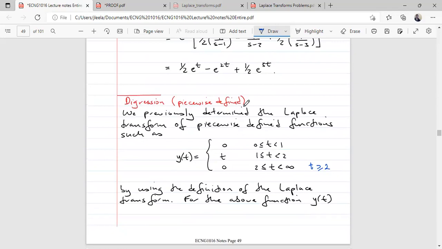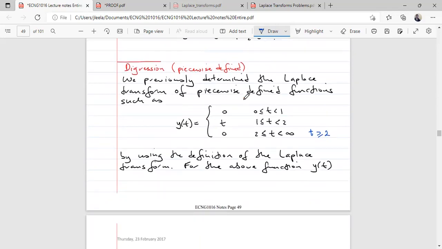Right? So we're looking at a digression now of piecewise defined functions. Okay. So we previously determined the Laplace transform of piecewise defined functions, such as y of t is 0 between 0 and 1, t between 1 and 2, and 0 between 2 and infinity, which is the same as saying t greater or equal to 2, right? So I just wrote that in here to show you that this is the same as t greater or equal to 2. And we did this using the definition of Laplace transform.